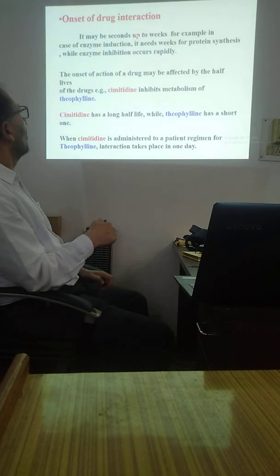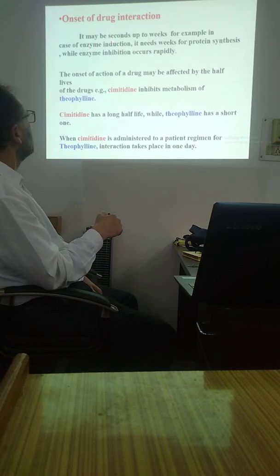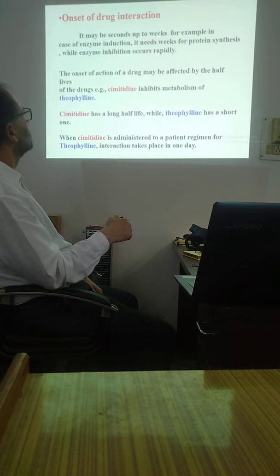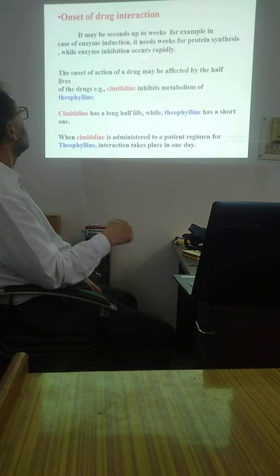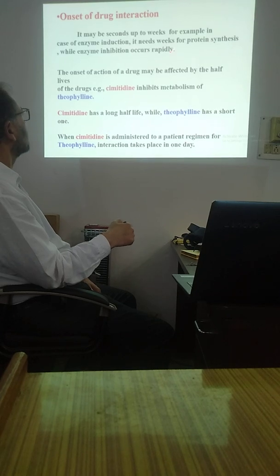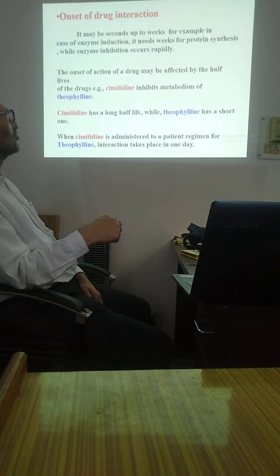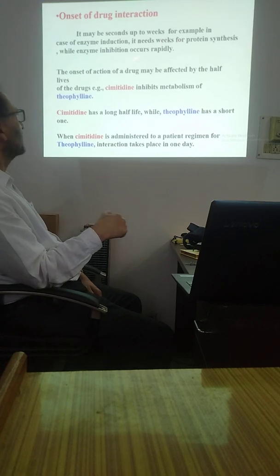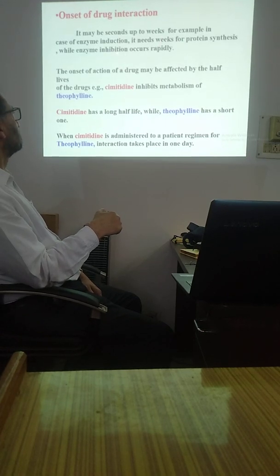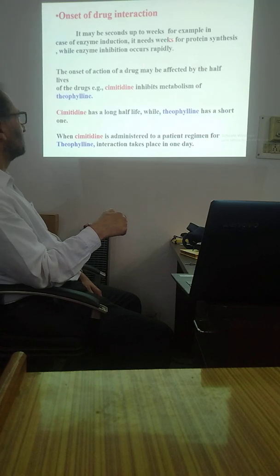And now the onset of drug interaction. It may be seconds up to weeks. For example, in the case of enzyme induction, it needs weeks for protein synthesis, while enzyme inhibition occurs rapidly. So I have already enumerated the two examples. Enzyme induction takes weeks, and inhibition is rapid drug interaction.